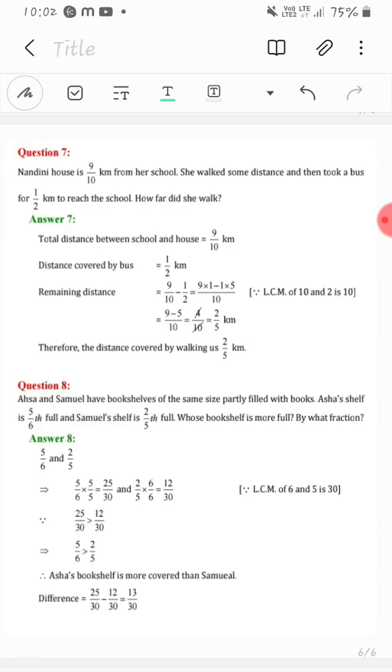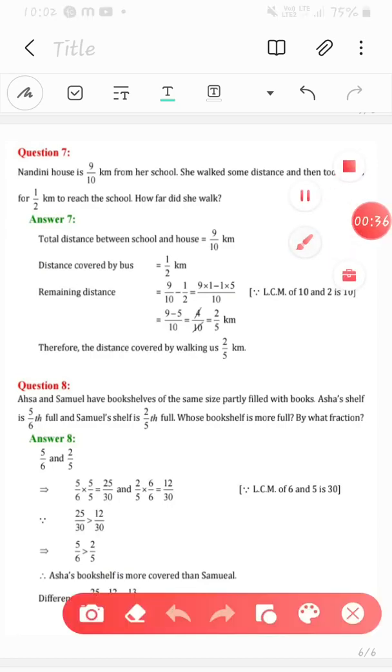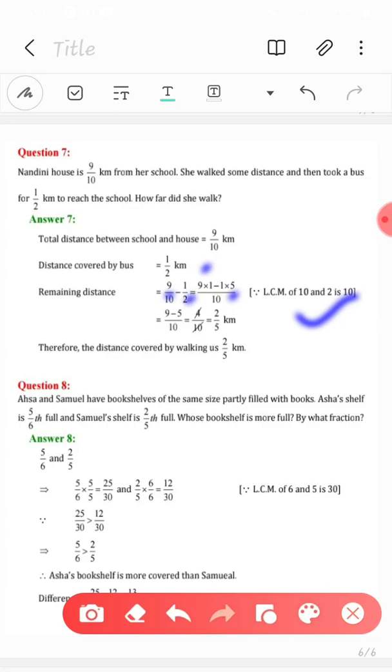So we have to subtract 9 by 10 minus 1 by 2. For 10 and 2 we have to find the LCM. We got 10, and then 10 divided by 10 will be 1, so 9 into 1 here. 10 divided by 2 will be 5, so 5 into 1 here. 9 into 1 is 9, 1 into 5 is 5. So 9 minus 5 is 4. So we are getting 4 by 10, and we convert it to the simplest form.